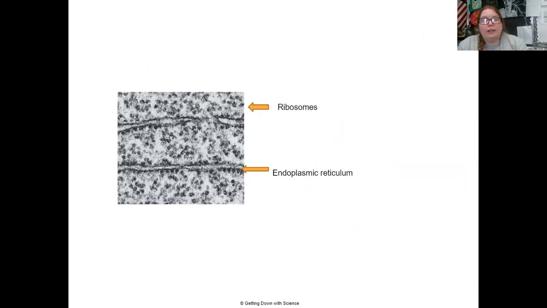All right, so here is a cross-section of the endoplasmic reticulum. We see there's a bunch of free-floating ribosomes, but there are also some that are attached to this membrane here in the picture.